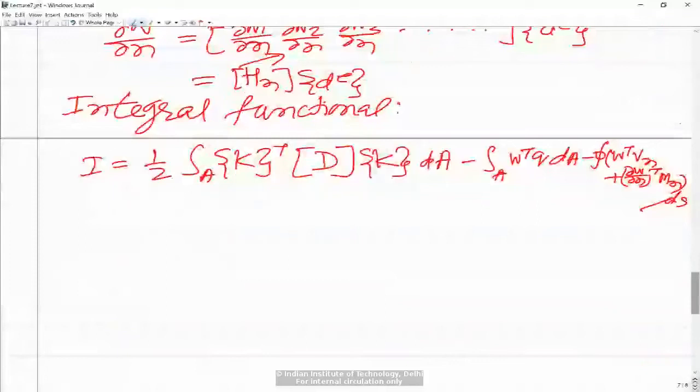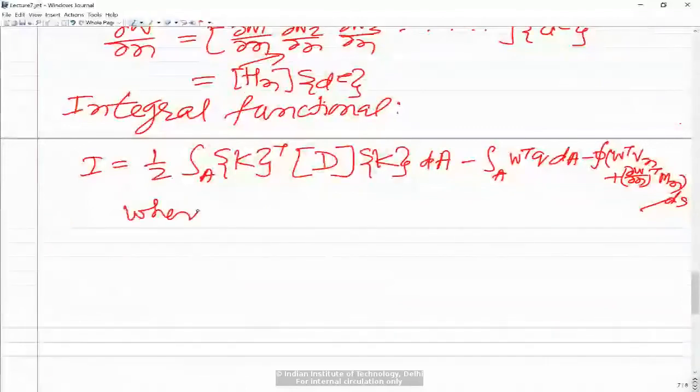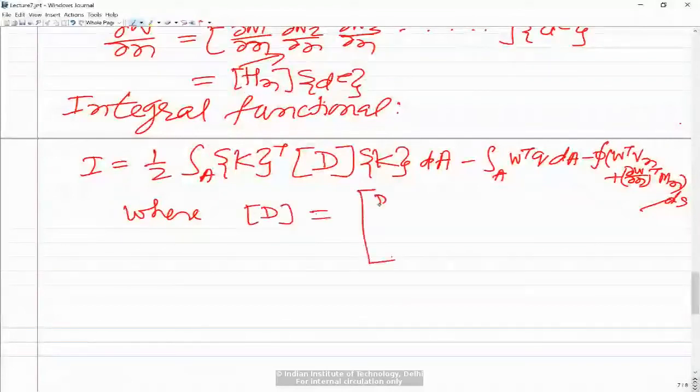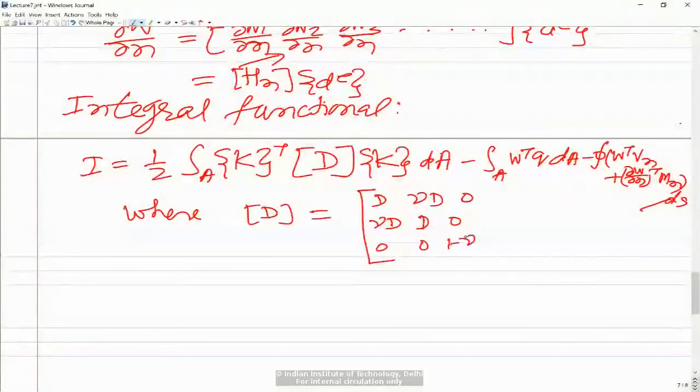So now you can see here, let me first define something. Some of the quantities are not defined. Kappa I have already defined, but if you look at your matrix D, it is D, nu D, 0; nu D, D, 0; 0, 0, (1 minus nu) by 2 into D. So this is your D. Other variables are already defined.